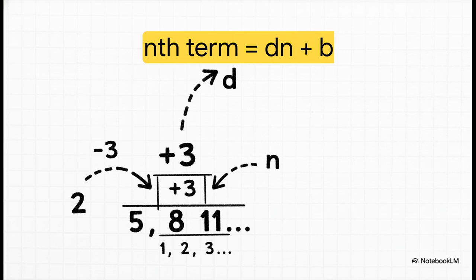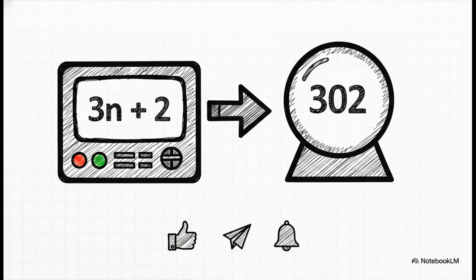Now, b is the slightly tricky part. The easiest way to think of b is as the 0th term, the value that would come right before the first term. So for our 5, 8, 11 sequence, the difference d is 3. To find b, we just go backward from 5. 5 minus 3 is 2. So our formula is 3n plus 2. And now we have it, 3n plus 2.